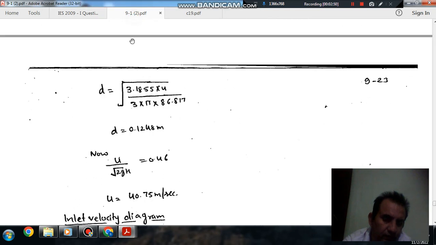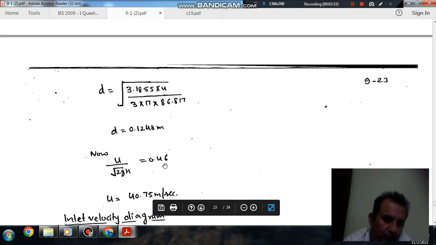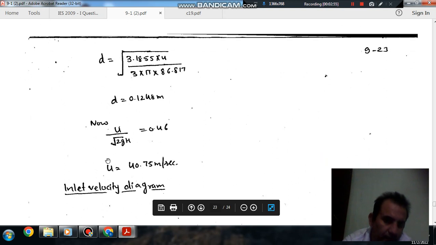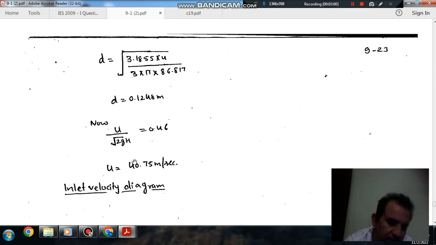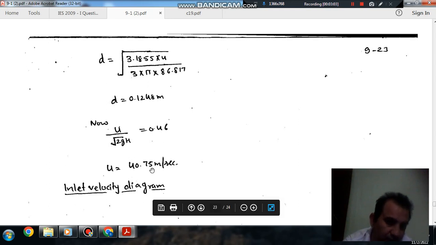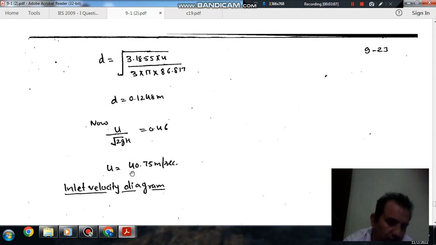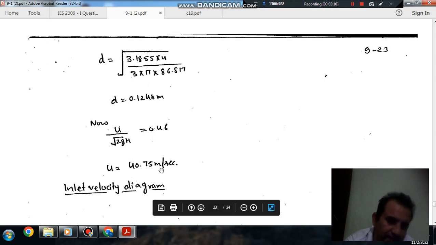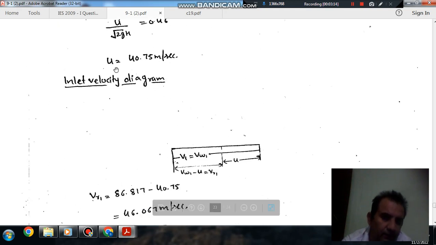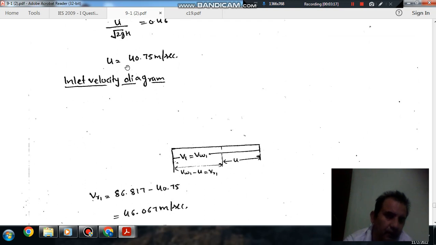Speed ratio is given as 0.46, so U by root 2 GH is your 0.46. Speed ratio means U by root 2 GH, and H is 400 meters, so U can be calculated as root 2 GH into 0.46, it will be 40.75 meter per second. This is your velocity of a bucket, and this velocity is same whether it is inlet or outlet.